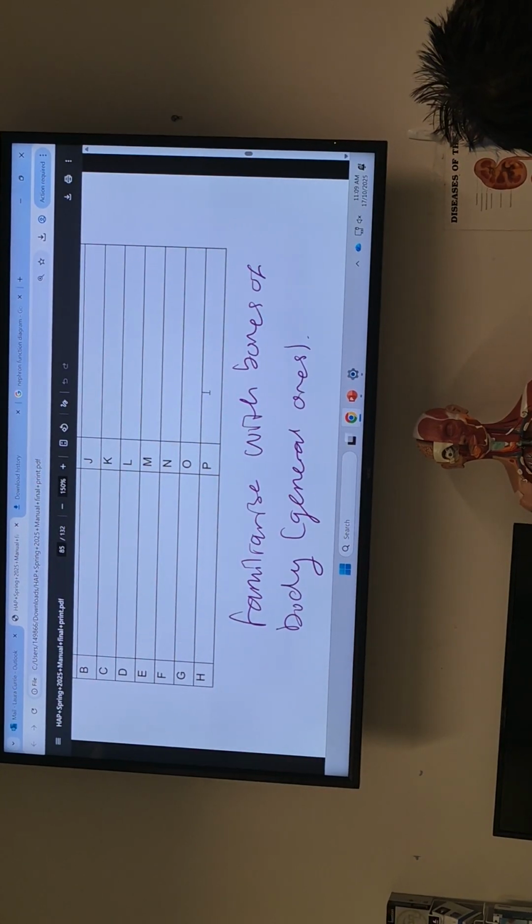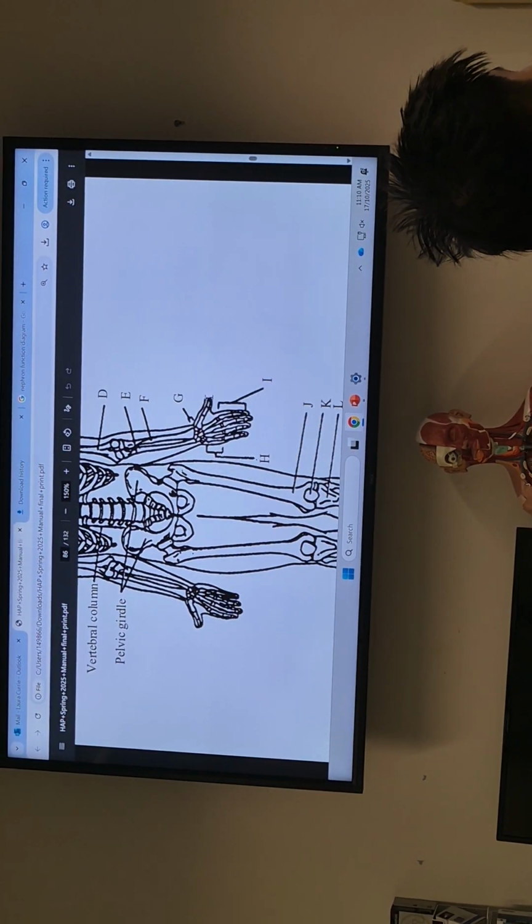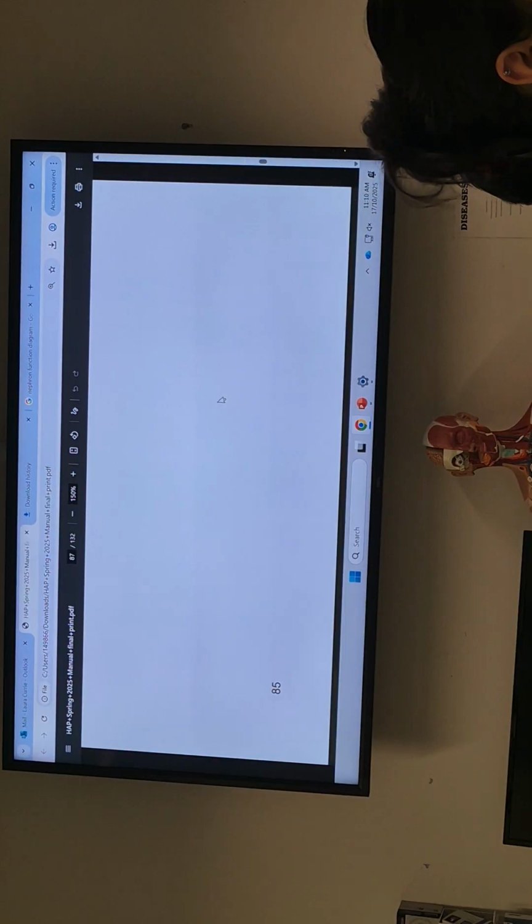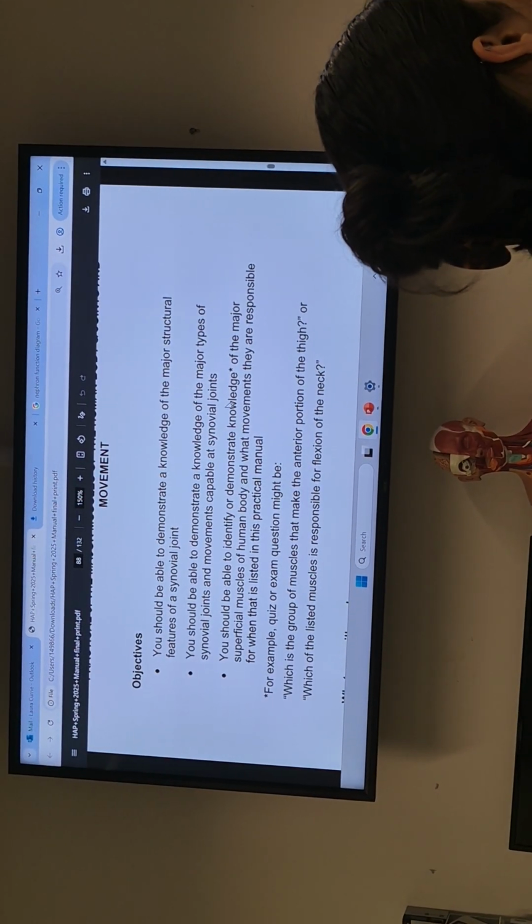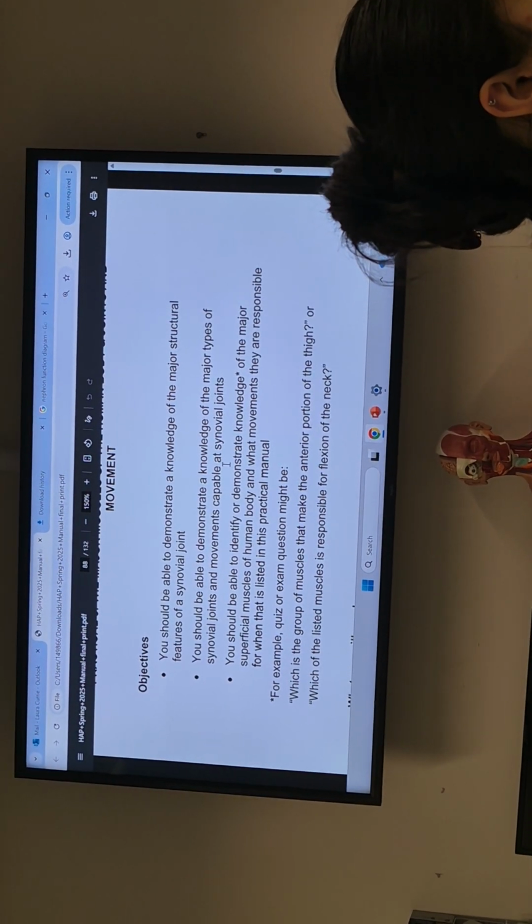And that's pretty much it for bones, it's pretty chill. So it's just diagram, composition, and articulations and stuff.